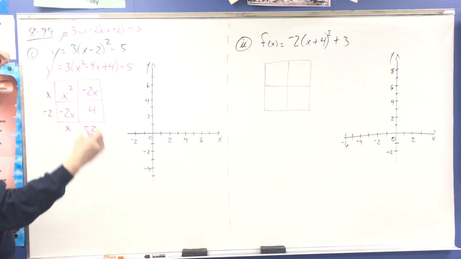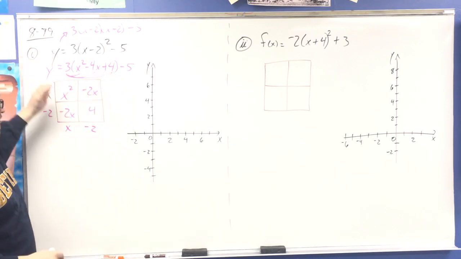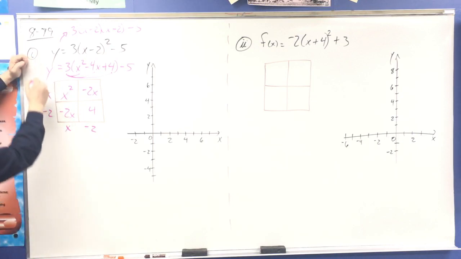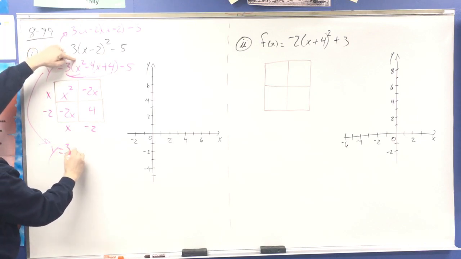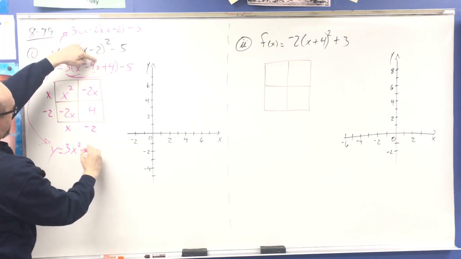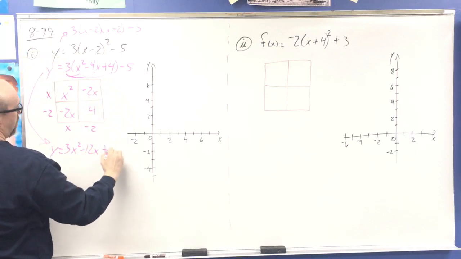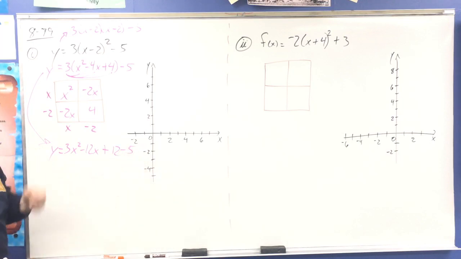Well, order of operations says I've got to distribute, and my board says I'm out of room. I'm going to move this down here. So this is going down here, and I've got 3x squared minus 12x plus 12. And then again, I still have that minus 5 hanging out over there.